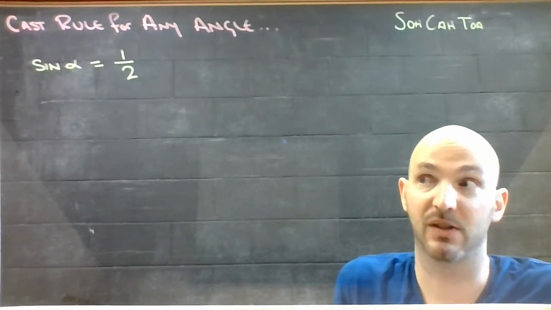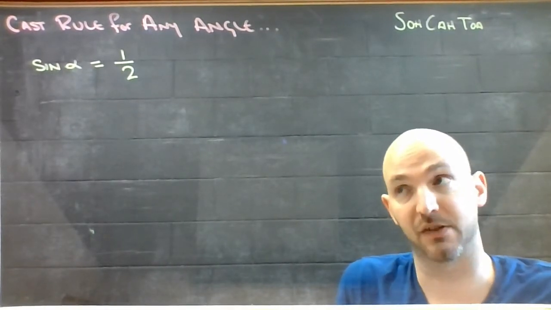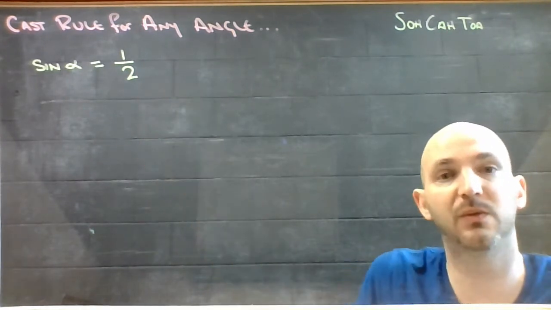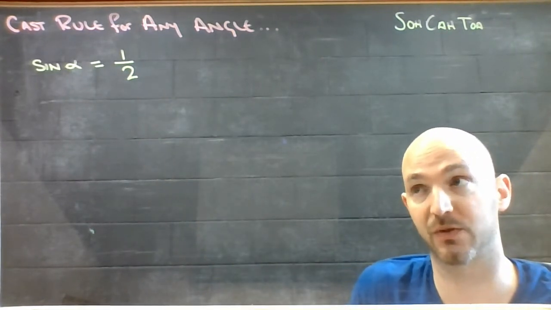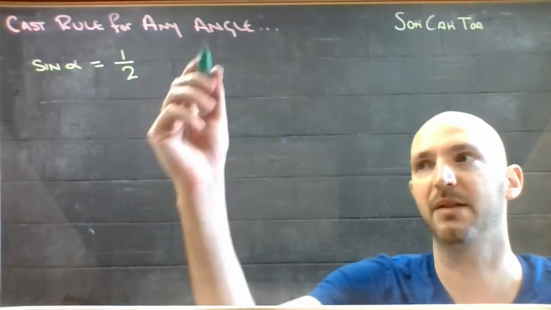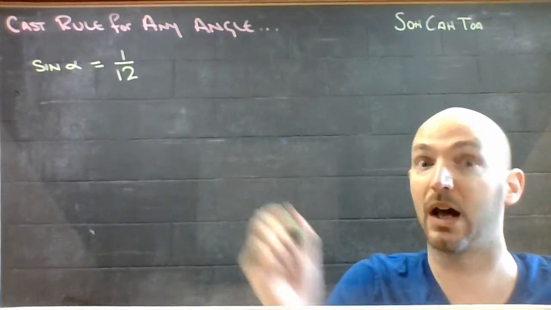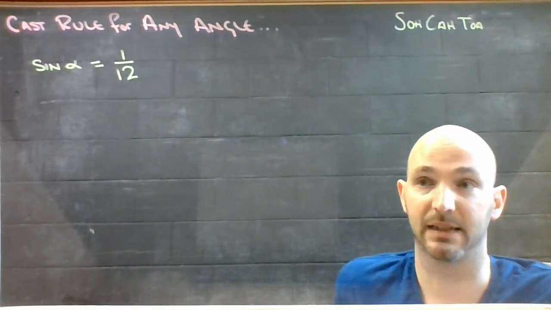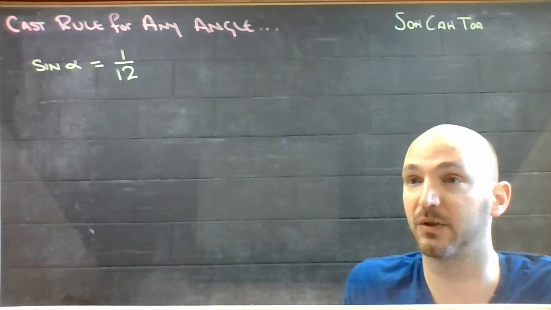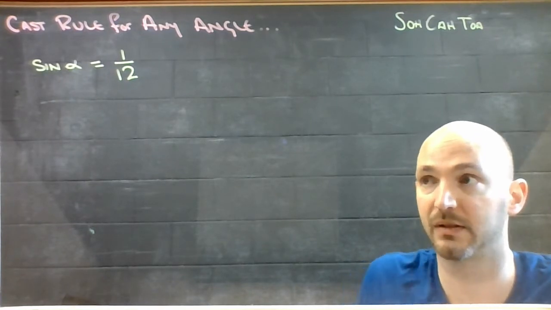So we answered questions like this before in the last section. Sine of alpha is 1 over 2. And 1 over 2 was one of the ratios from the special triangles. So you didn't need a calculator to do it. But if I make this 1 over 12, all of a sudden, I don't have special triangles to use, so I'm going to have to use a calculator to accomplish this.